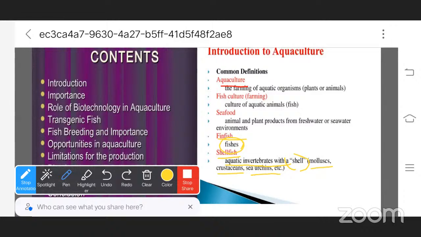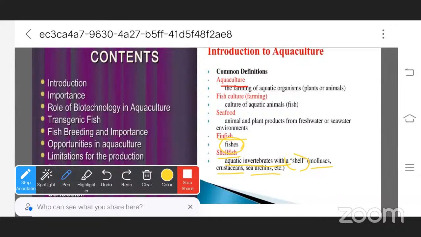And generally 8 million metric tons per year demand is there nowadays. How much? 8 million metric tons of the fish culture product is the demand nowadays, per year. And in the coming days it will increase to more than 80 million metric tons per year.